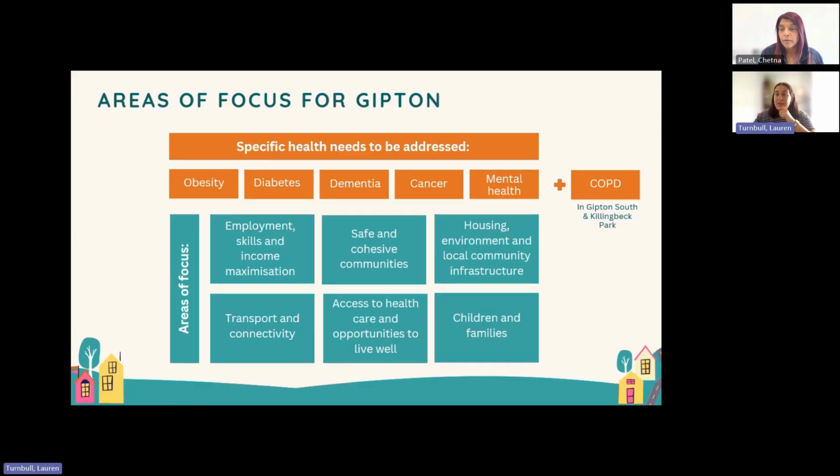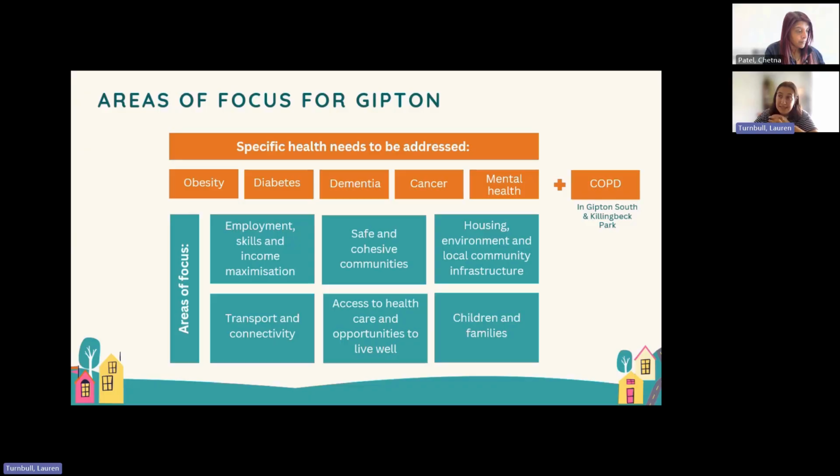So for Gipton, we looked at what the health needs would be. We've tried to narrow it down. The way we did it is we looked at where rates are significantly higher than Leeds, maybe even significantly higher than the deprived Leeds rate, how it ranks in comparison to the other MSOAs, and the scale of the issue, so the prevalence per 100,000 population, as well as how it's changing over time. So is it increasing, is it stable, or is it decreasing? The health needs that we've identified are obesity, diabetes, dementia, cancer, and mental health, as well as, specifically in Gipton South, COPD.